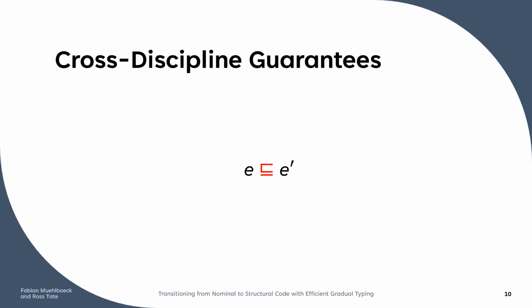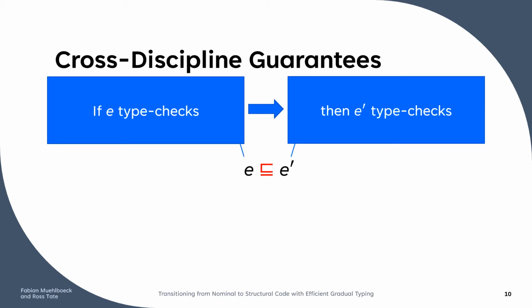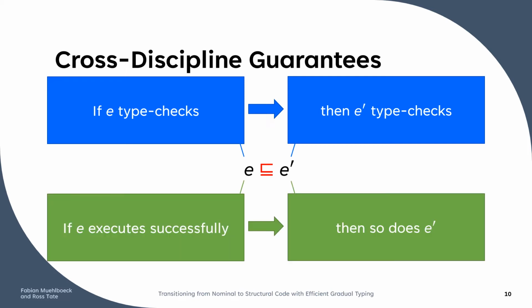Now there are two gradual guarantees. The first one is the static gradual guarantee, and it requires that if a less relaxed program type checks, then so does any more relaxed version of it. The second one is the dynamic gradual guarantee, which requires that if a less relaxed program executes successfully, then so does any more relaxed version. Together, they guarantee that if a valid type assignment for a program exists, adding the corresponding type annotations neither changes the typability nor the semantics of that program.